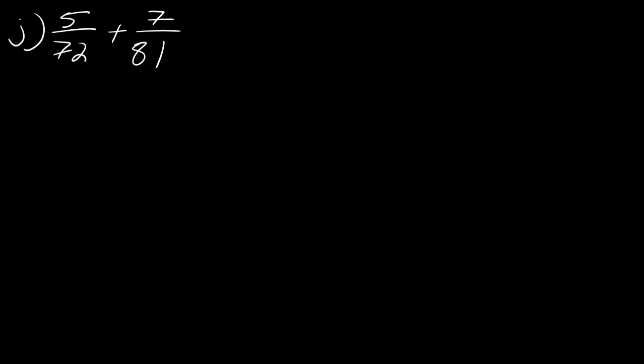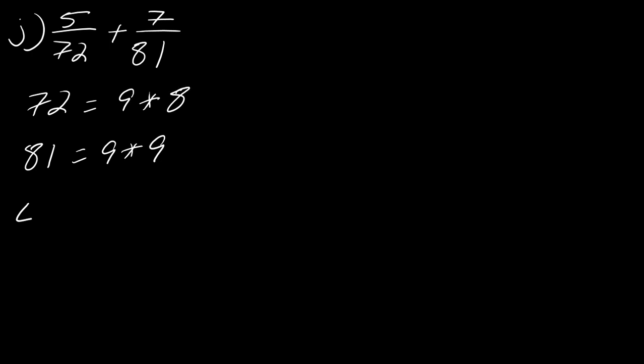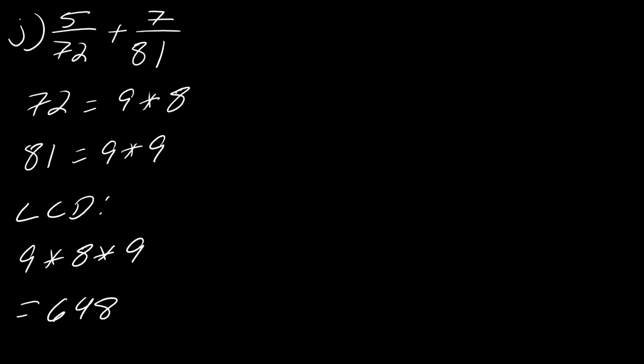Okay, and the best for last. So I've got 5 over 72 plus 7 over 81. The largest number that divides 72 and 81 will be 9. 72 is 9 times 8. 81 is 9 times 9. So this is going to be a big LCD. It's going to be 9 times 8 times 9. So 9 times 8 times 9 is 648.